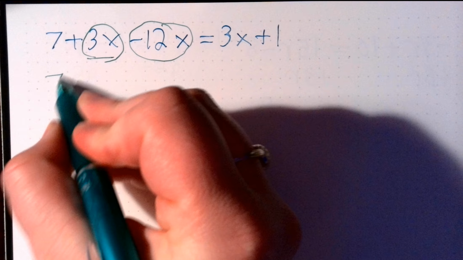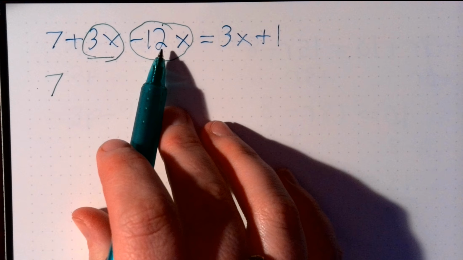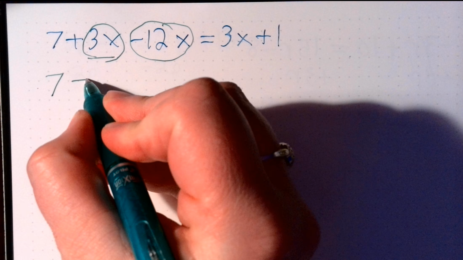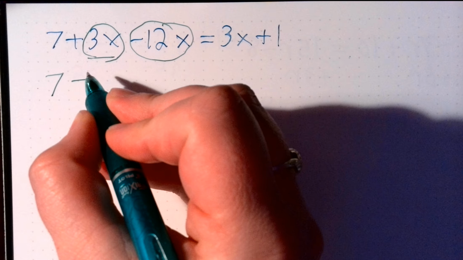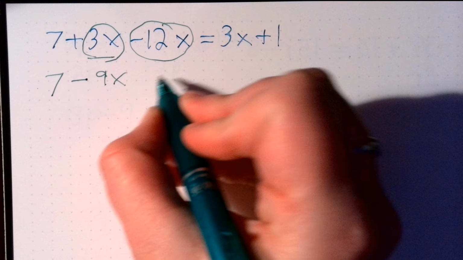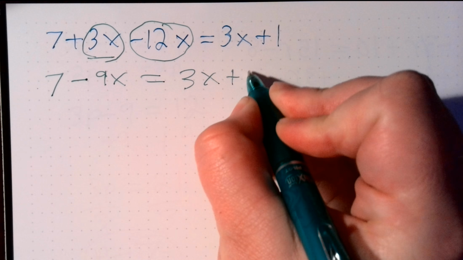My 7 is still there. I haven't done anything with it yet. 3x plus a negative 12x is a negative 9x, which is equal to 3x plus 1.